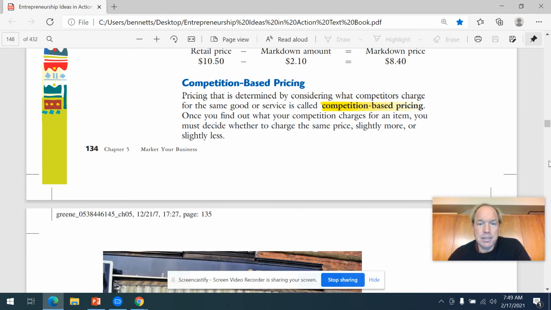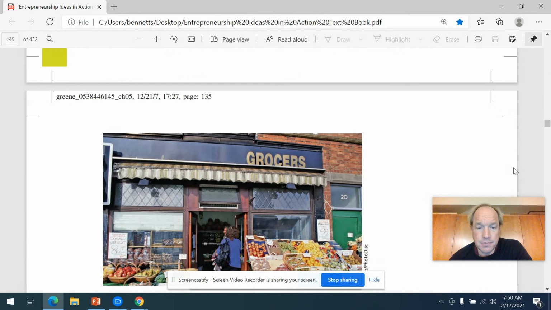Here's another one called competition-based pricing. Pricing that is determined by considering what competitors charge for the same good or service is called competition-based pricing. Once you find out what your competition charges for an item, you must decide whether to charge the same price, slightly more, or slightly less.